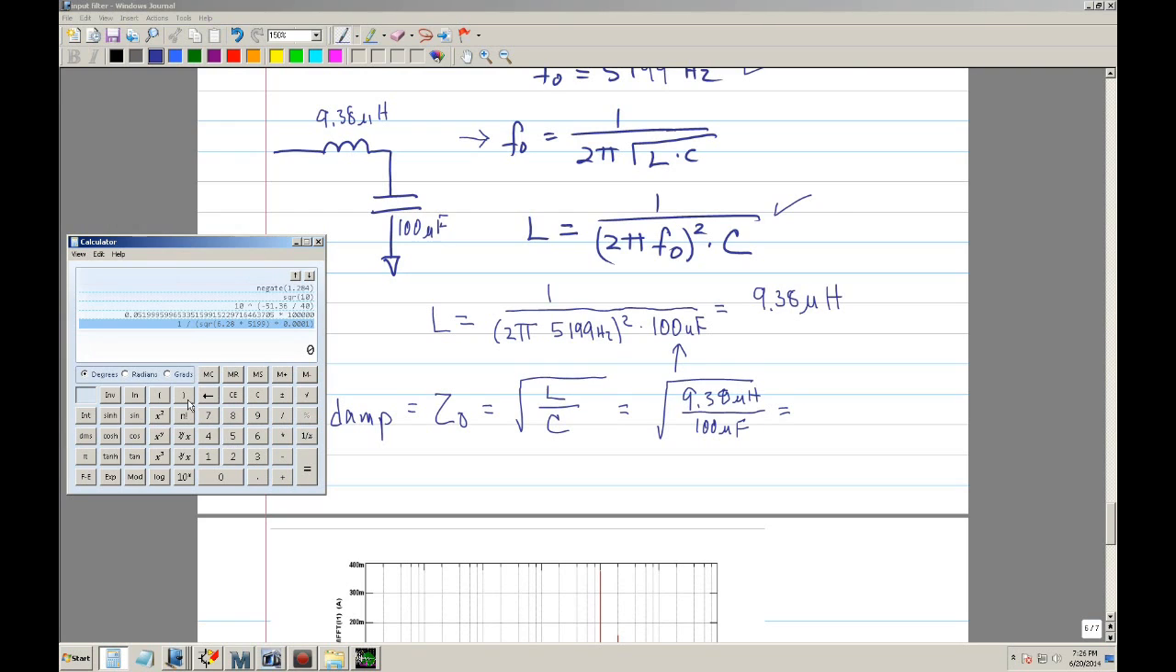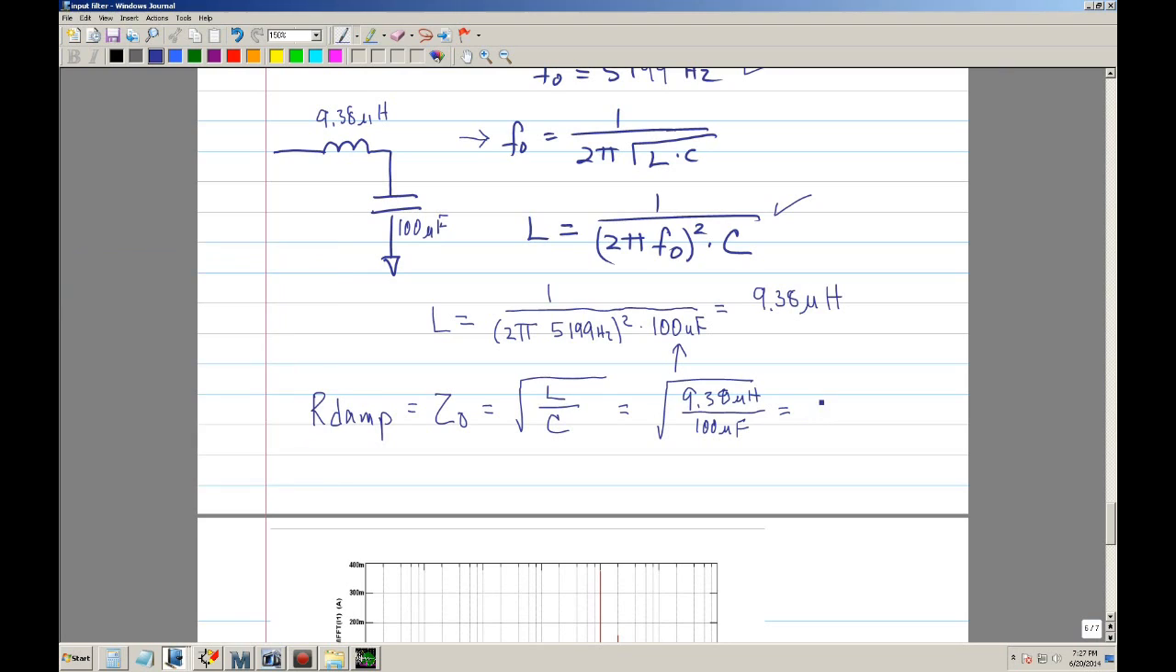Let's see. So what we can do is parentheses 9.38 microfarads divided by 100, and we raise that to 0.5, and I get a resistance of 0.306.